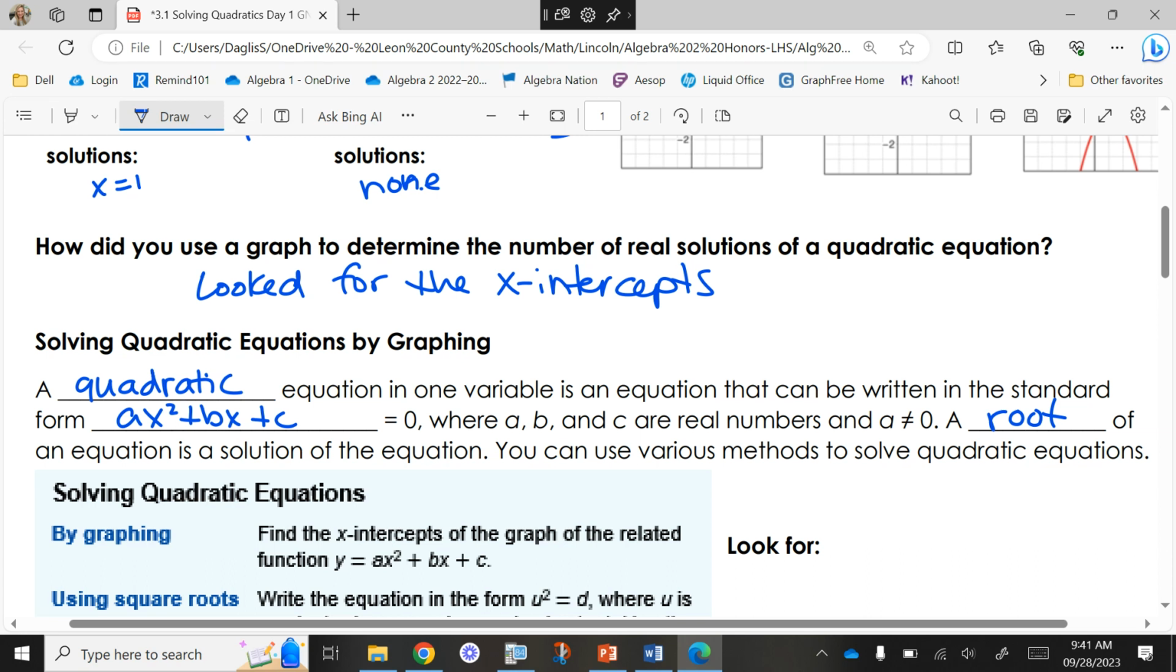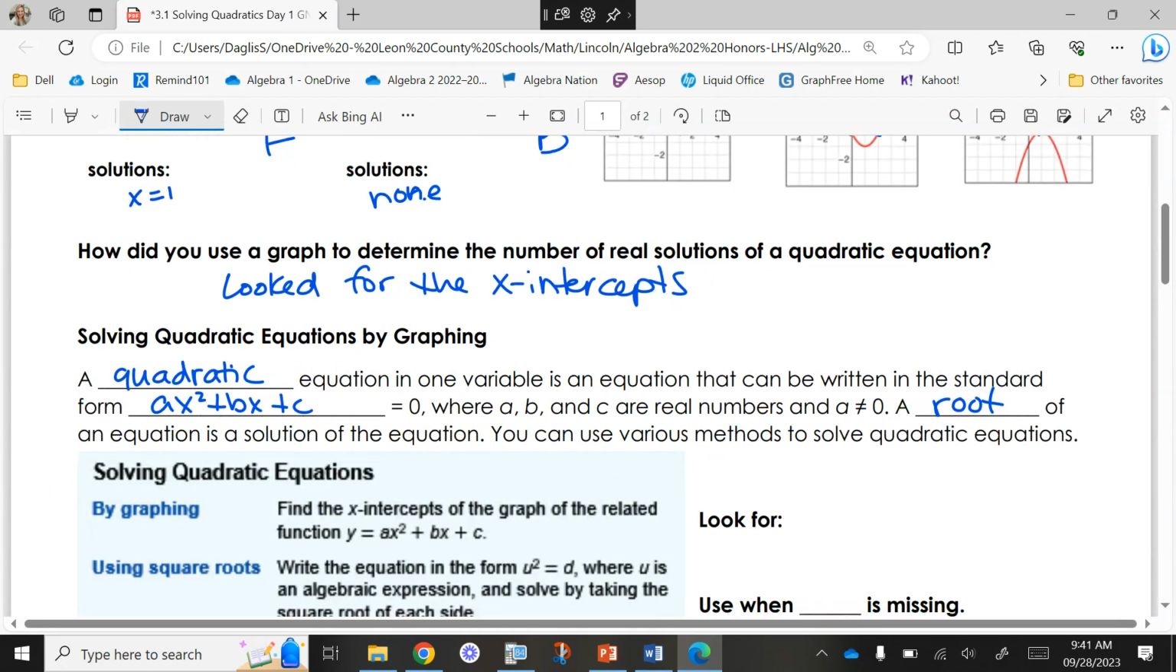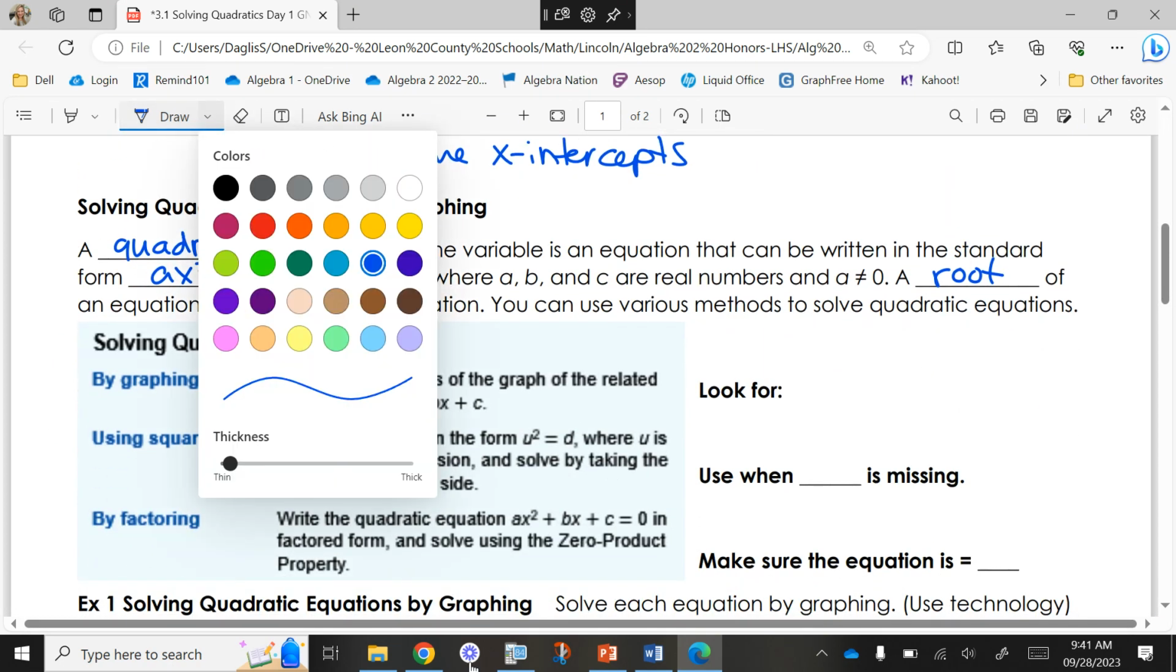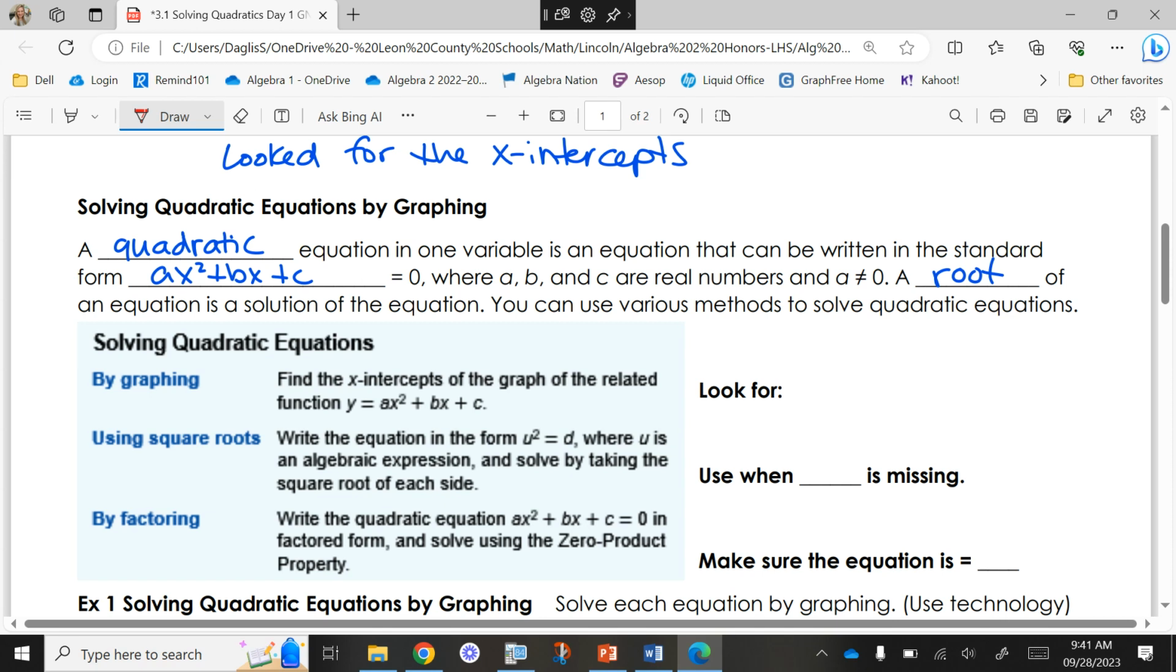So if I am looking at a graph, what are we going to look for in the graph? What did we just do in our warm-up? We are going to look for x-intercepts.